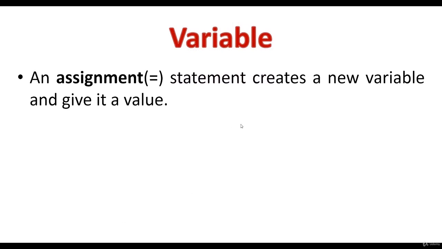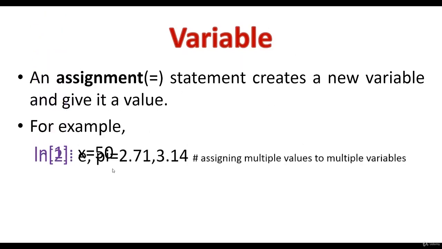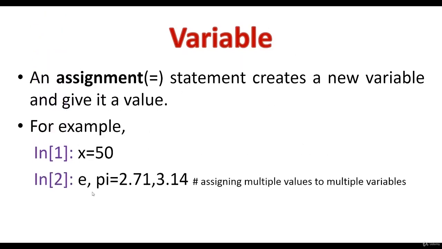Now the assignment statement creates a new variable and gives it a value. For example, here I have assigned value 50 to variable x, and in the second case, two values are assigned to two variables, so you can assign multiple values to multiple variables in Python.